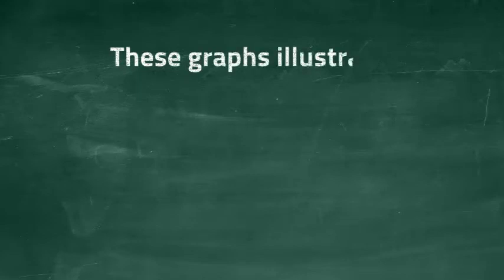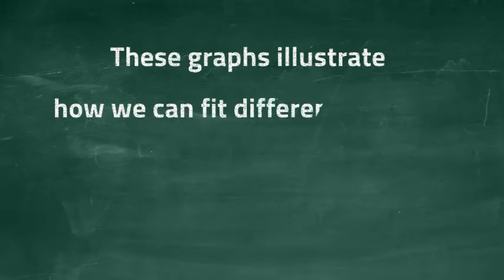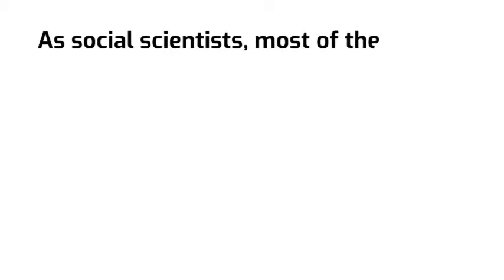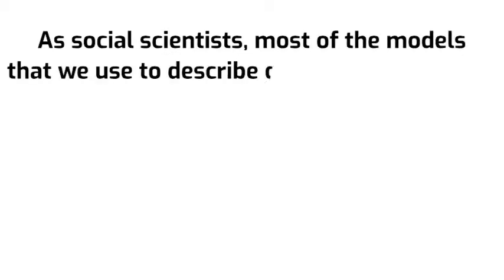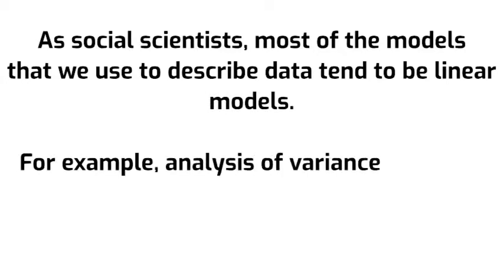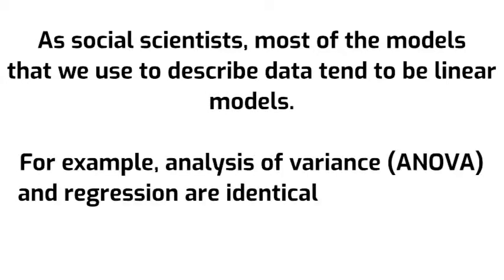These graphs that I just showed are the same data set with two different lines, one with a curve and one with a straight line. As behavioral and social scientists, most of the models that we use to describe data tend to be linear models. For example, analysis of variance and regression are identical systems based on linear models.